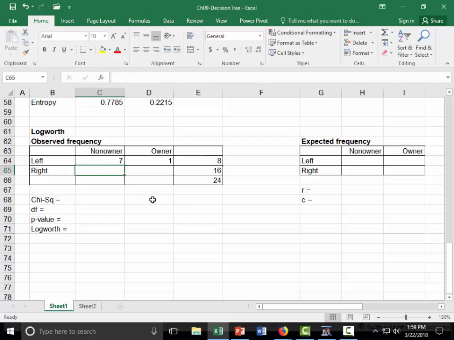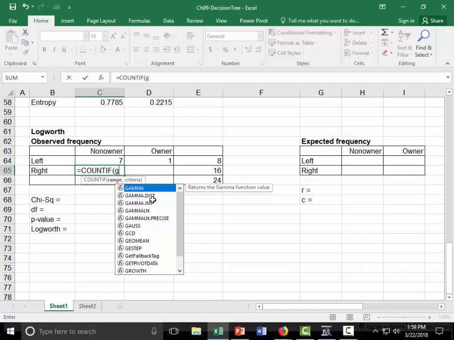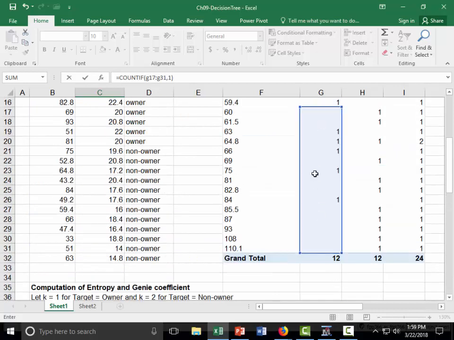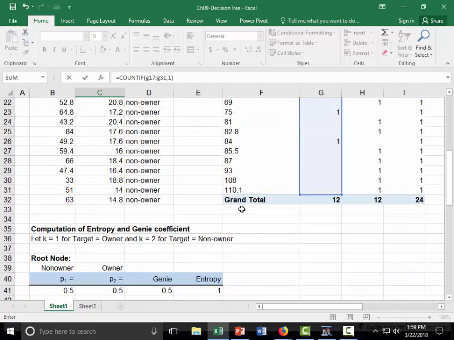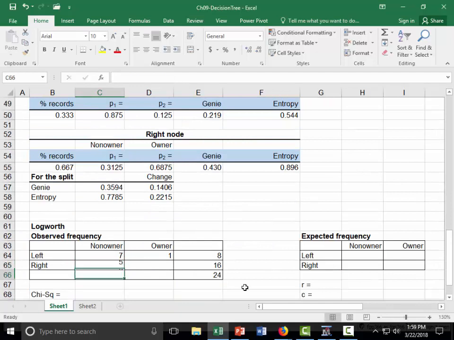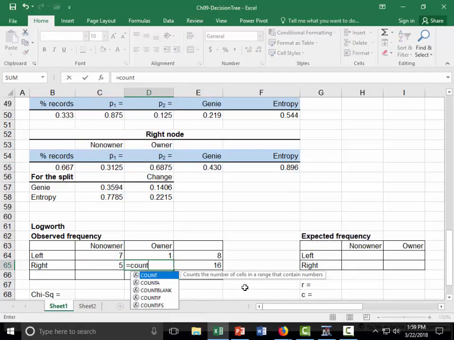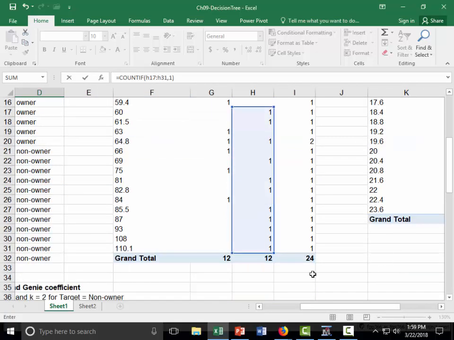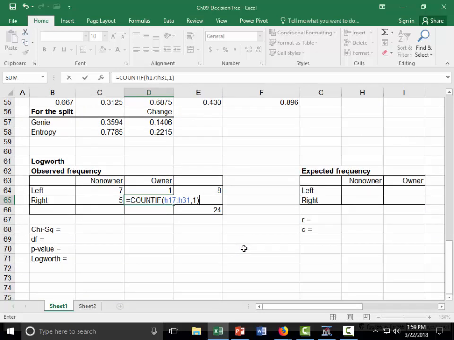All right, so the same thing for the right side. COUNTIF G17 through G31, and we want to count the number of ones there. That's our right side set of records. So how many ones are there in the non-owner column? Then the same thing, COUNTIF H17 through H31. So how many ones are there on the right side, which are owners? Now we can sum this.